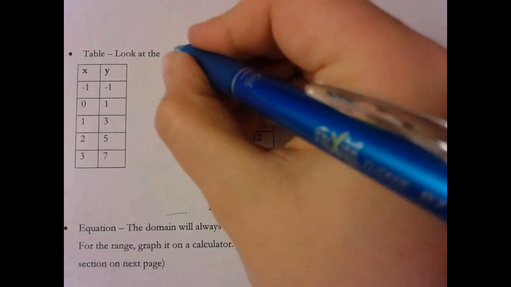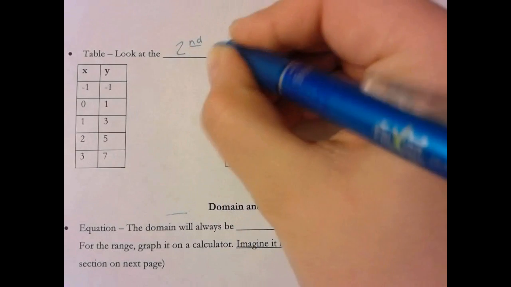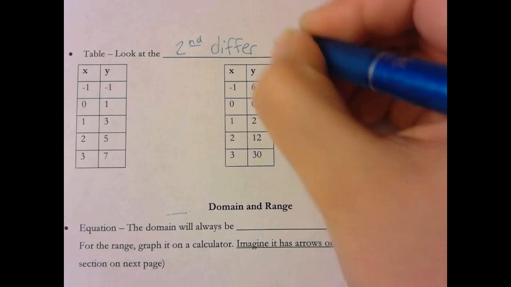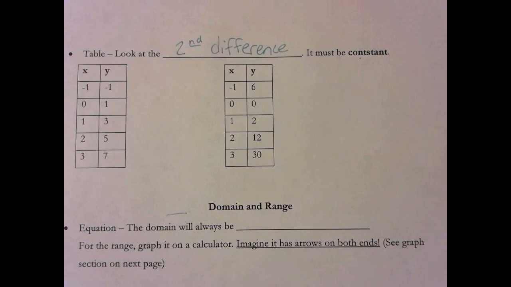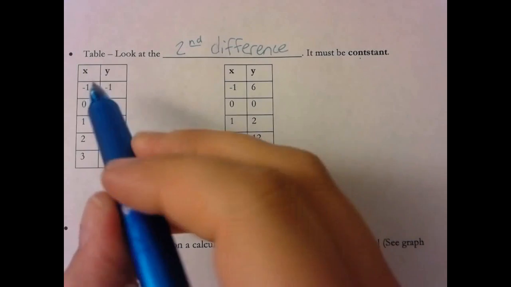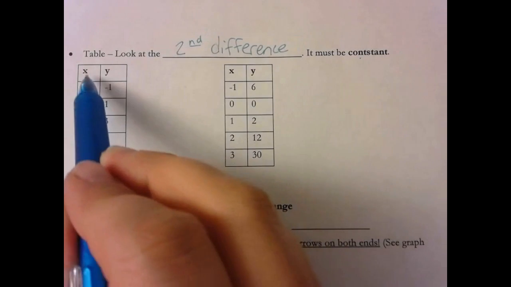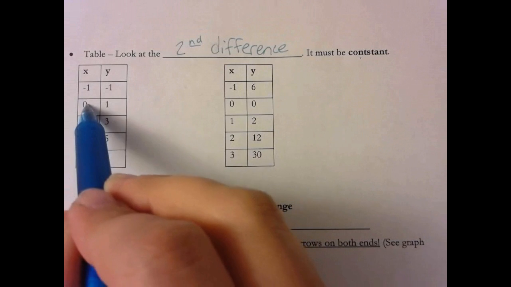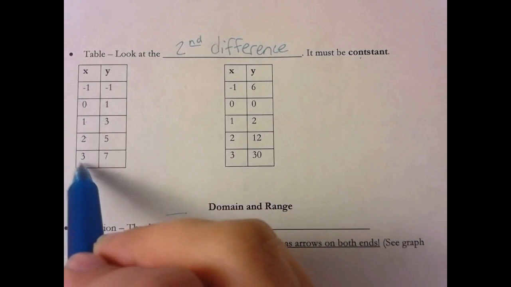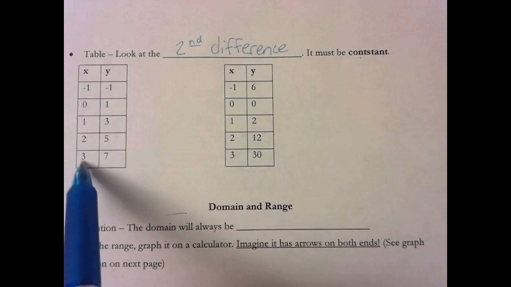For a table, you need to look at the second difference. And the second difference must be constant. Here's what I mean. Let's start with this table. First, before you look at any differences, make sure your x's are going up by a steady amount. So here we got -1 to 0, that's +1, +1, +1, +1. So our difference here is constant.